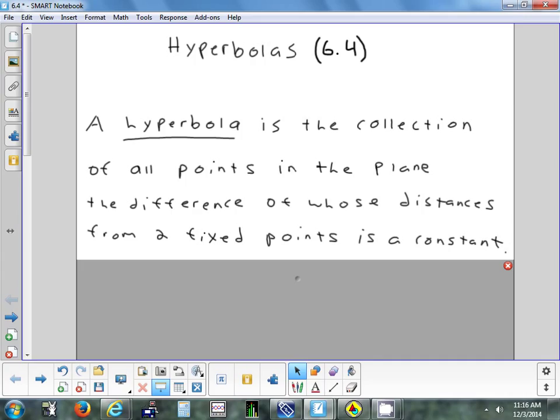Because of that, ellipses and hyperbolas have a lot in common when you solve the problems. They're going to feel very, very similar, except one small change. Where we'll have a plus sign, instead of a plus sign, you're going to have a minus sign. But that'll be it.